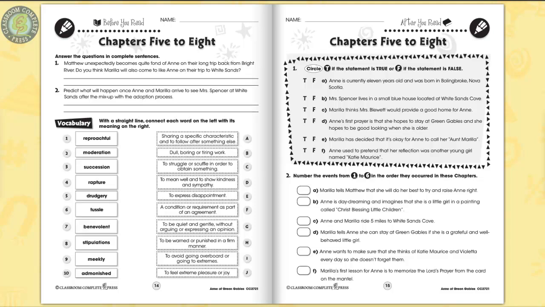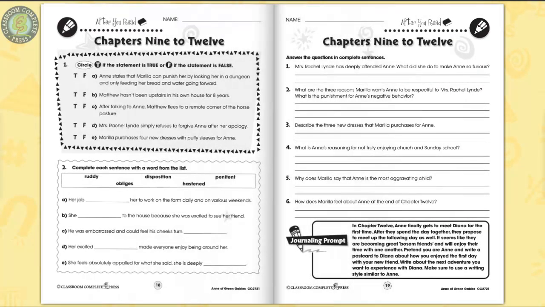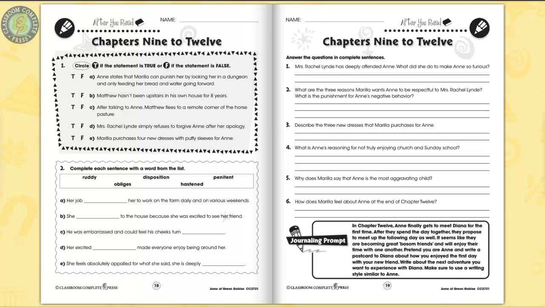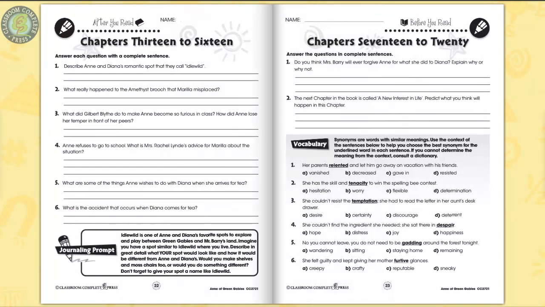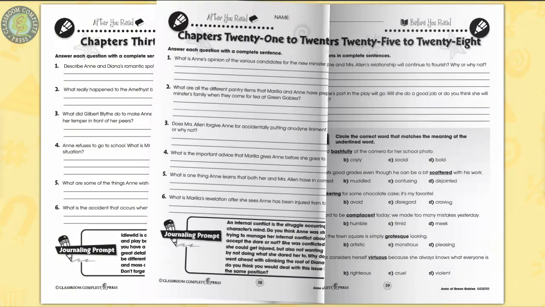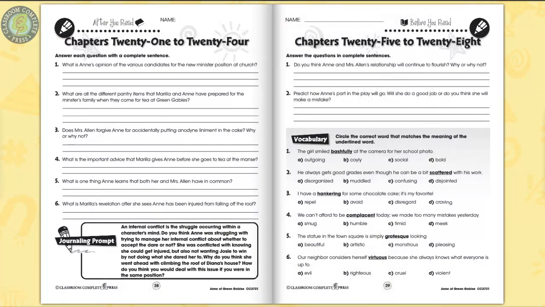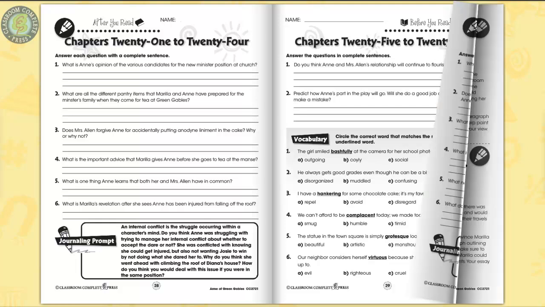Answer true or false questions about Anne's background. Describe the cause and effect behind Anne's negative behavior towards Mrs. Rachel Lynde. Make predictions about what you think will happen in the upcoming chapters. Identify the internal conflict Anne struggles with regarding acceptance of a dare.